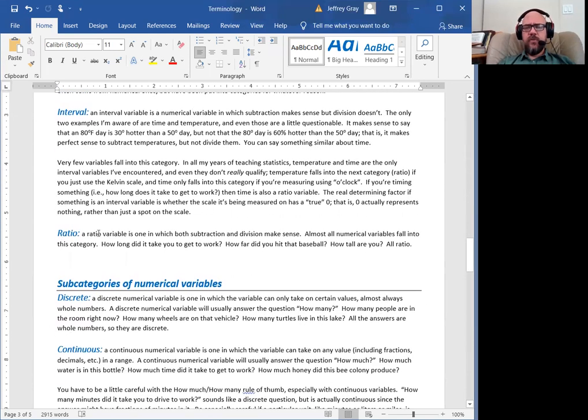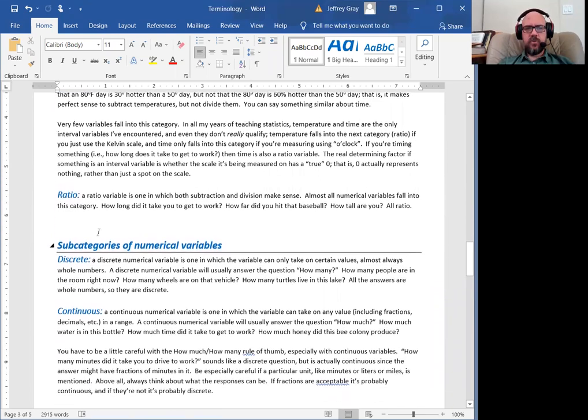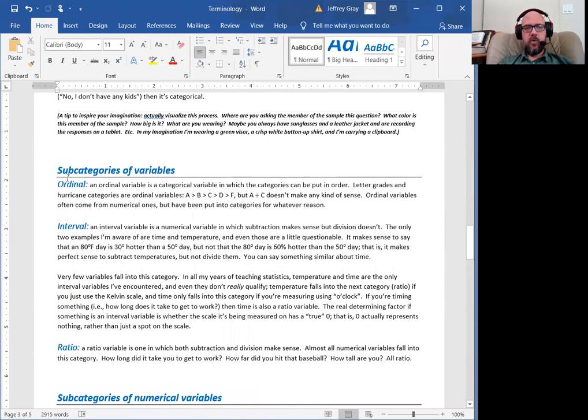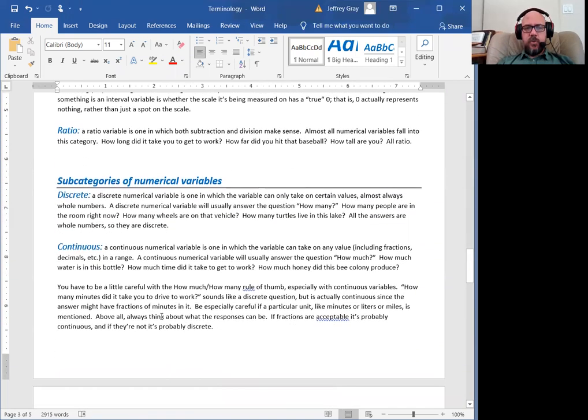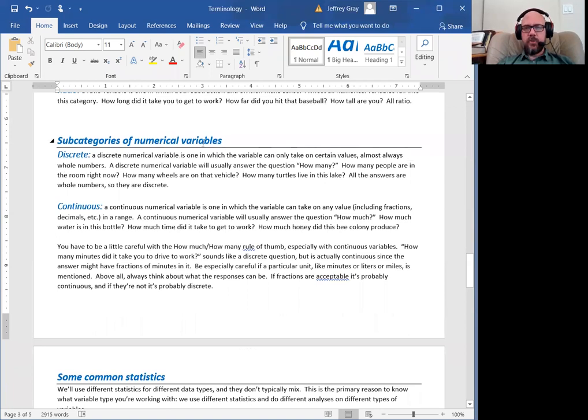So a ratio variable is one where you can subtract or divide, and it makes perfect sense. Not only does the difference between two things matter, but the ratio of them could potentially matter. It will make sense if you divide it. We'll return to these more when we actually do some statistical analysis. Those are some subcategories of categorical and numerical variables. The subcategories of numerical variables that follow are actually a little bit more important.